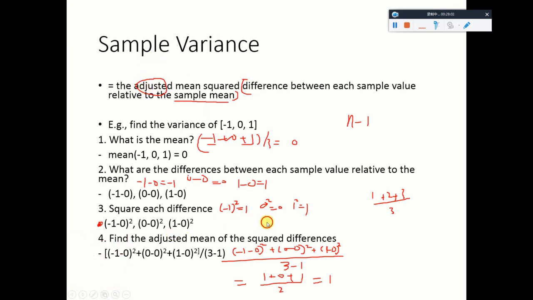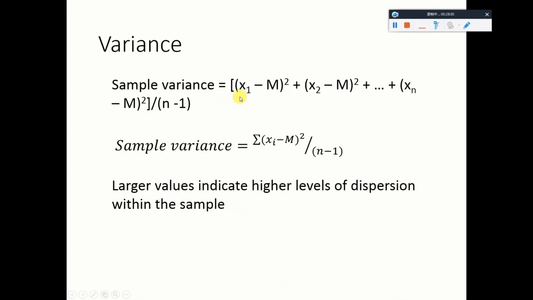So mathematically then, sample variance equals this, right? Here's the sample mean. We find the difference between each sample value and the mean, down to the difference between the last value and the mean. We square each difference, and then we find its adjusted mean. That means dividing the sum of these squared differences by sample size less 1.